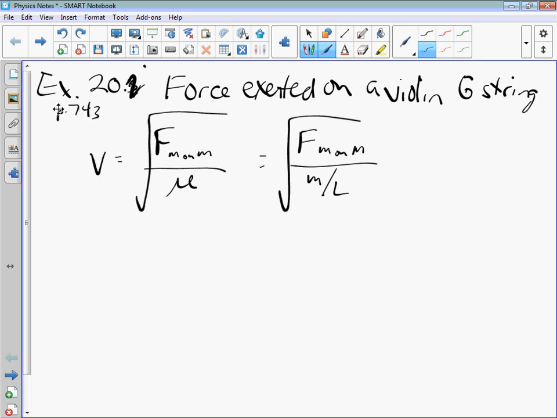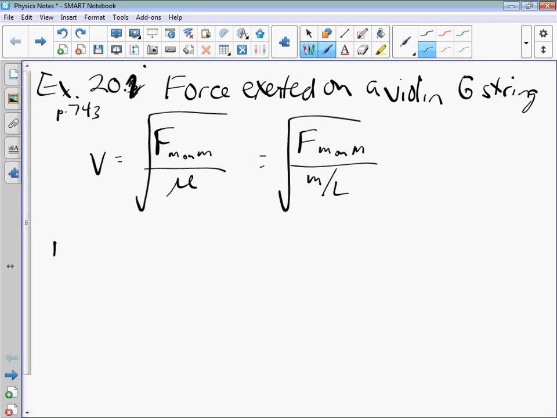743. Says this: a violin G string is 0.33 meters long and has a mass of 2.2 grams. Determine the force exerted on the ends of the string in order for a wave to travel at the speed of 128 meters per second.